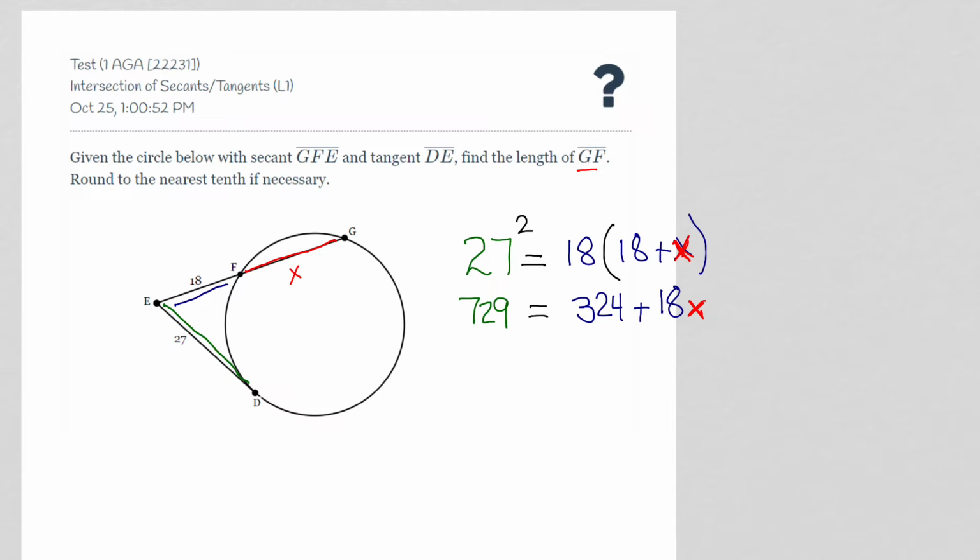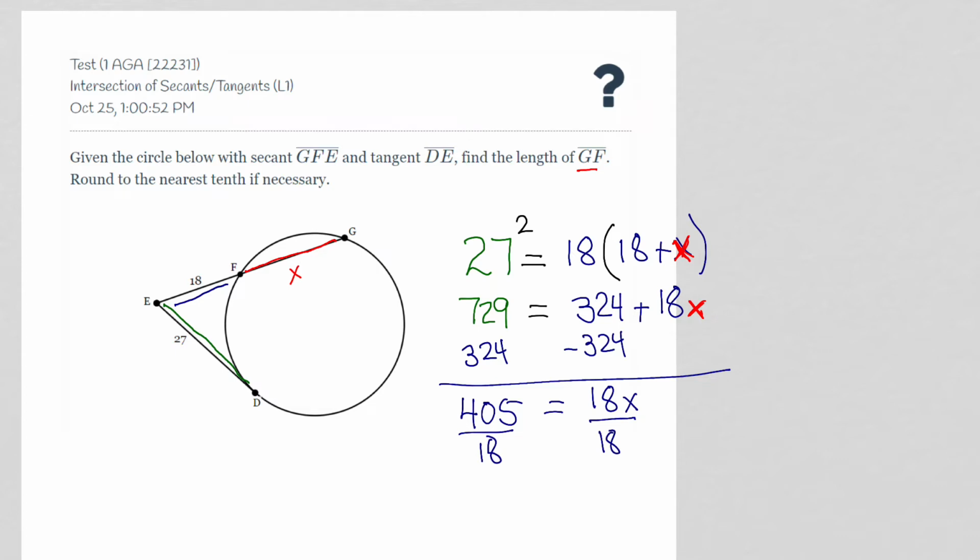So we will subtract 324 and then divide by 18. We are going to round to the nearest tenth, and it already is rounded to the nearest tenth, which is 22.5.